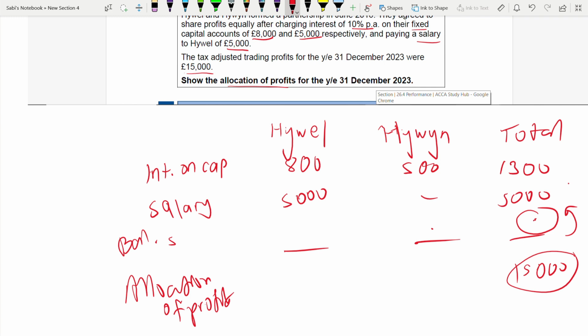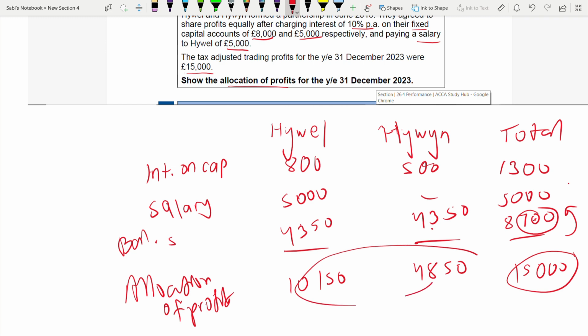So 1,300 plus 5,000 deducted from 15,000 will be 8,700. This 8,700 divided equally between the two partners will be 4,350 and 4,350. Now add up and see. This will be 10,150 and 4,850. Add this together and you should be getting 15,000.